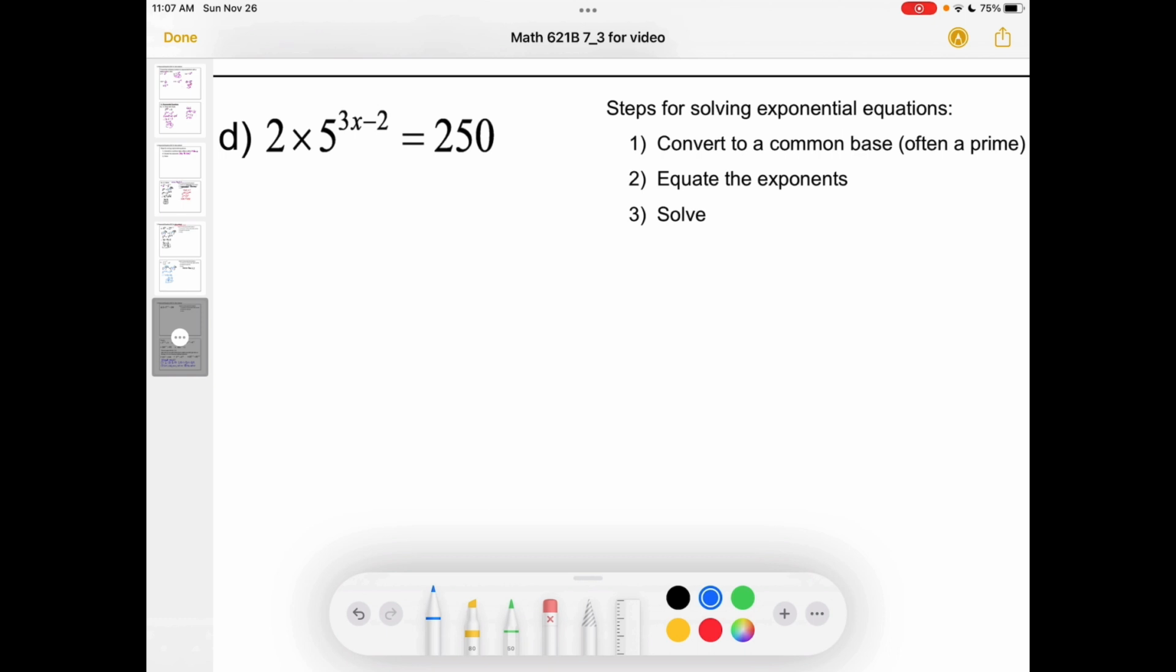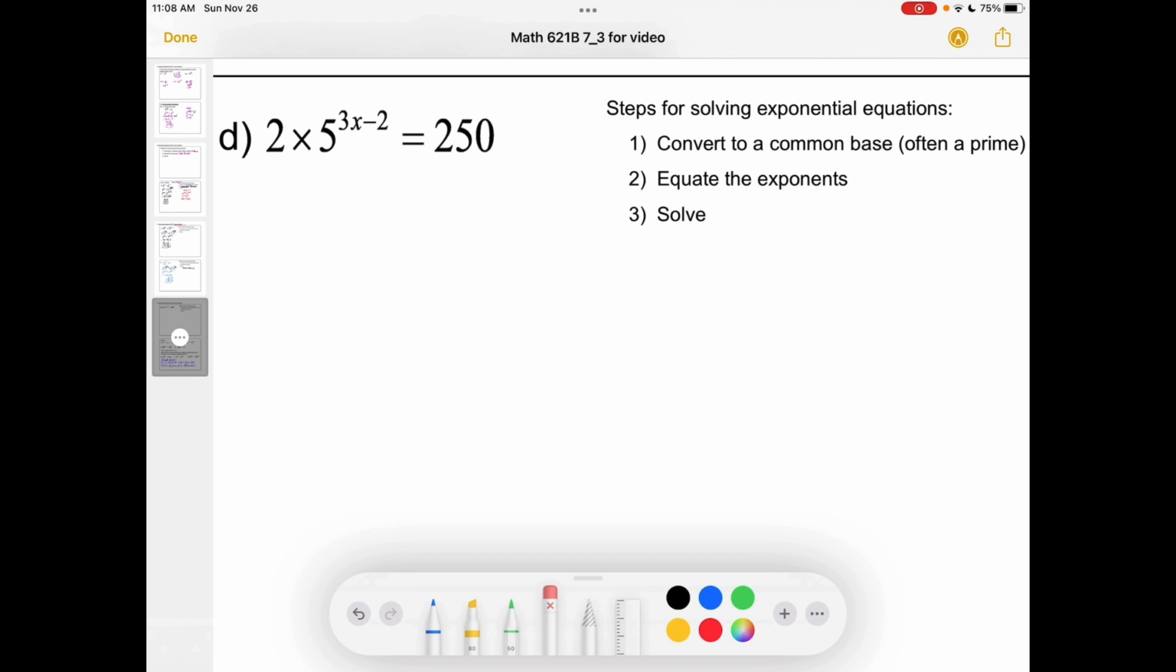On the left-hand side, we got a 5. On the right side, let me think about 5. I know that 5 squared is 25. And 5 cubed is 125. And 5 to the 4th is 625. Oh, no. 250 doesn't seem to really work to rewrite it as 5 to the power of something.